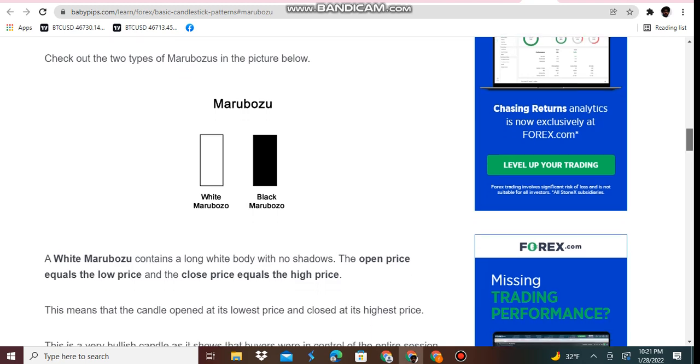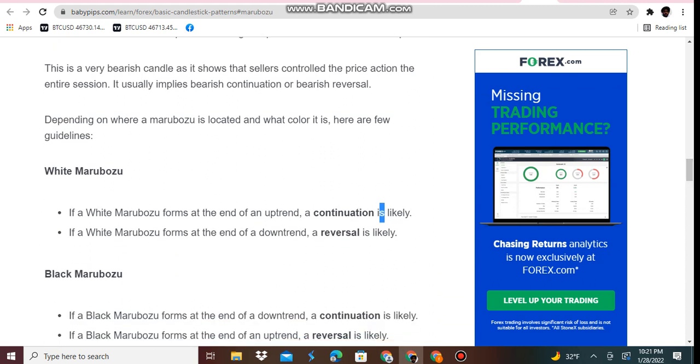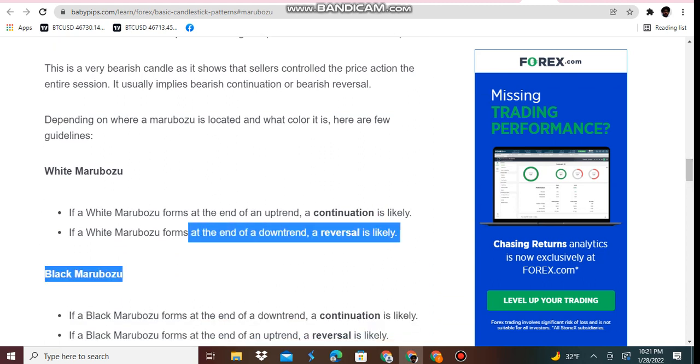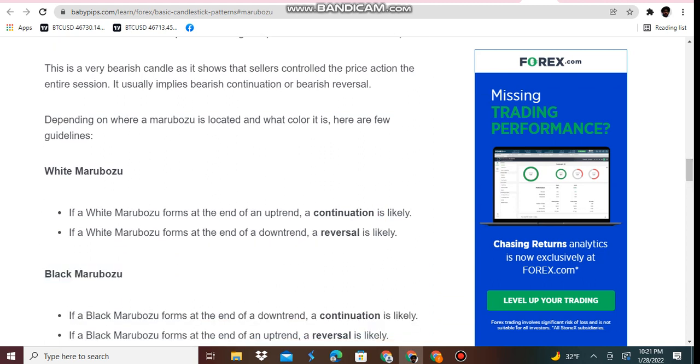All right, so you'll see this yellow Marubozu candlestick form at the end of a downtrend, letting us know that reversal is likely, or at the end of an uptrend, letting us know that continuation is likely.